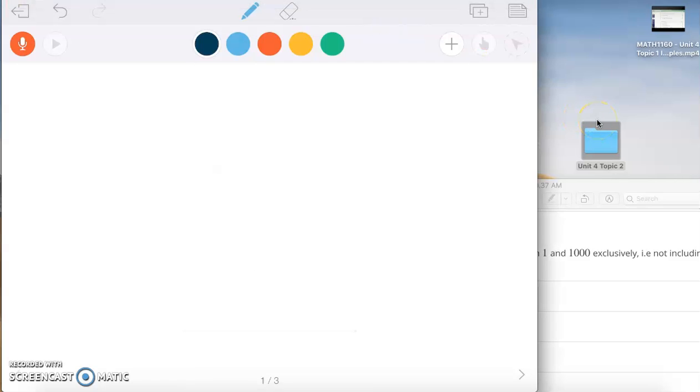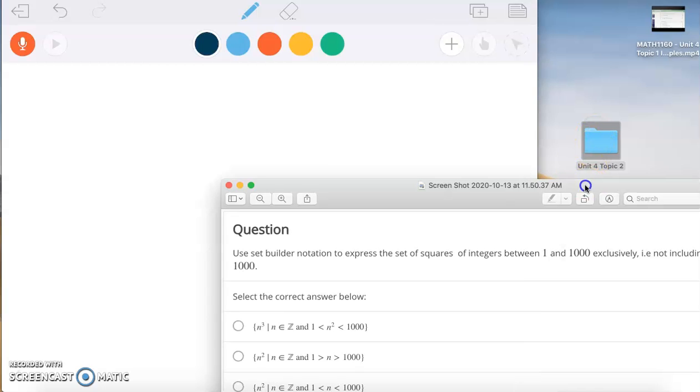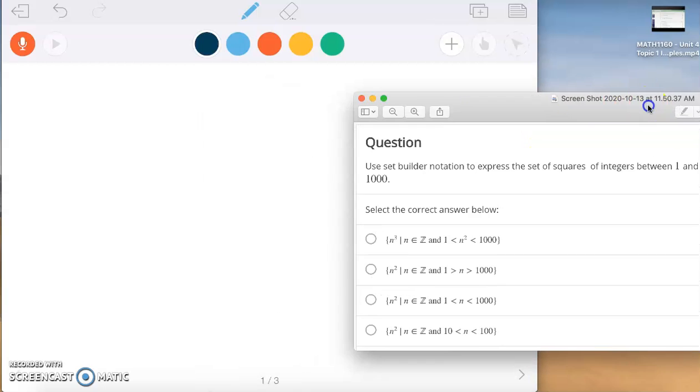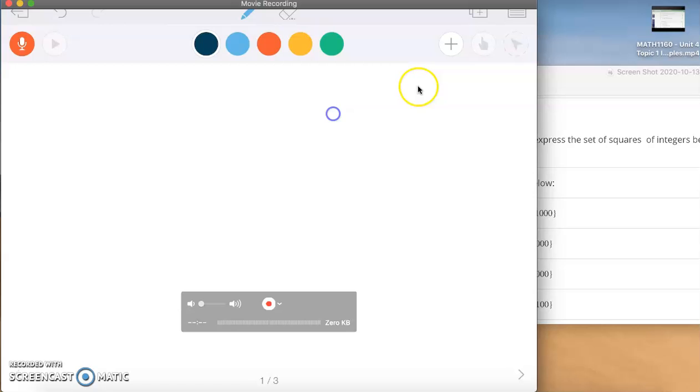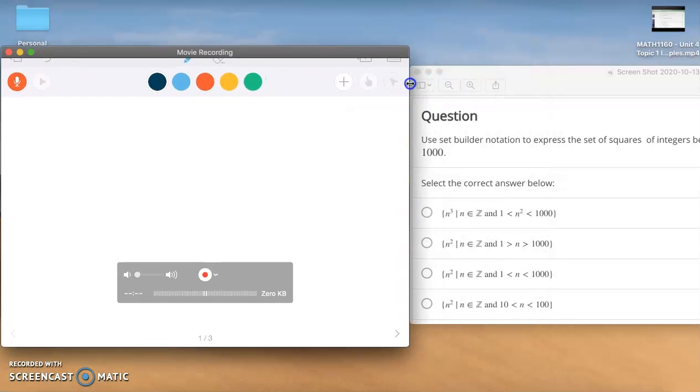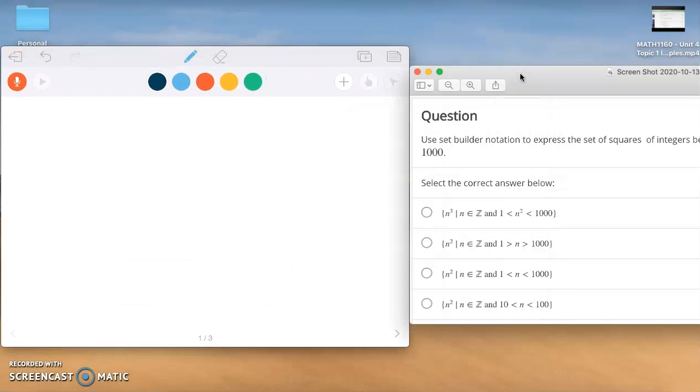All right, so we are looking at the squares and we're looking at set builder notation. So let's see if I can make this a little smaller to see both together. There we go. All right, so we have some options here. We already know that n cubed is not what we want. We're looking for n squared. So we already know we're starting with a squiggly bracket to notate the set. And we're saying n squared such that n is an element.